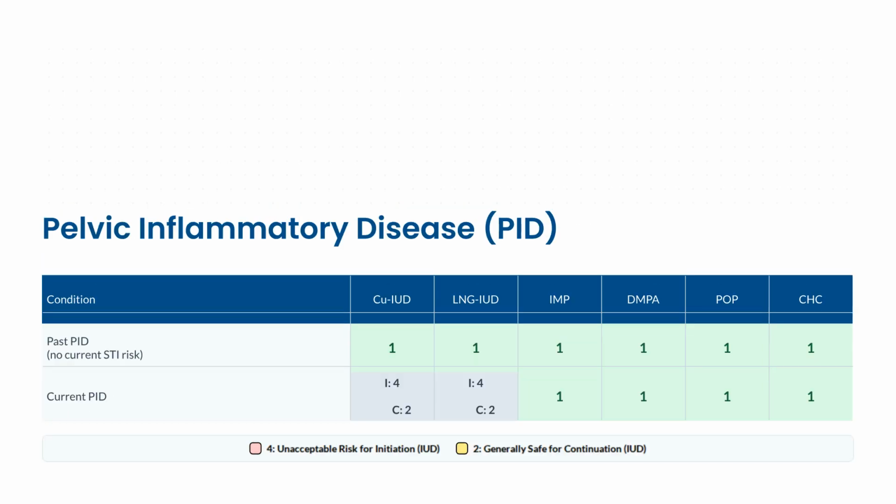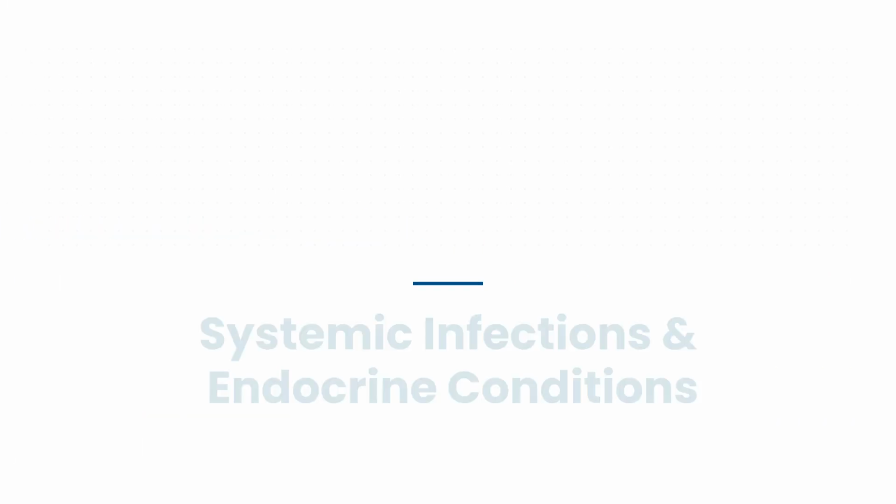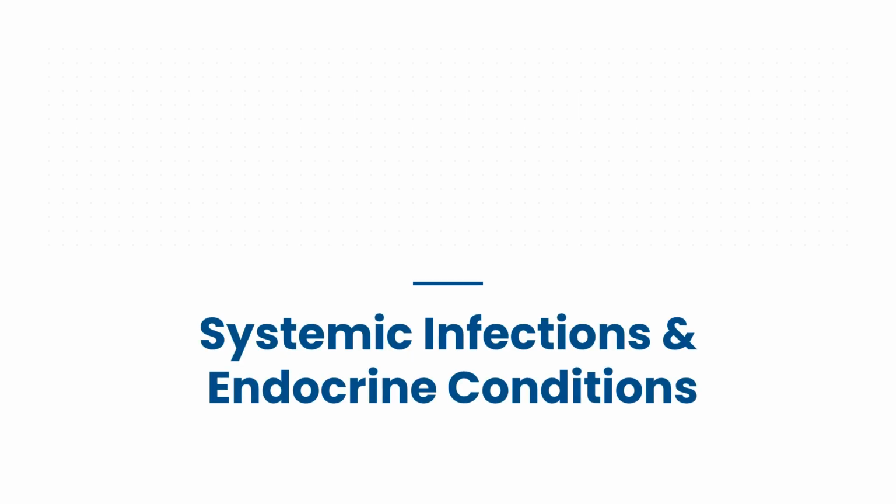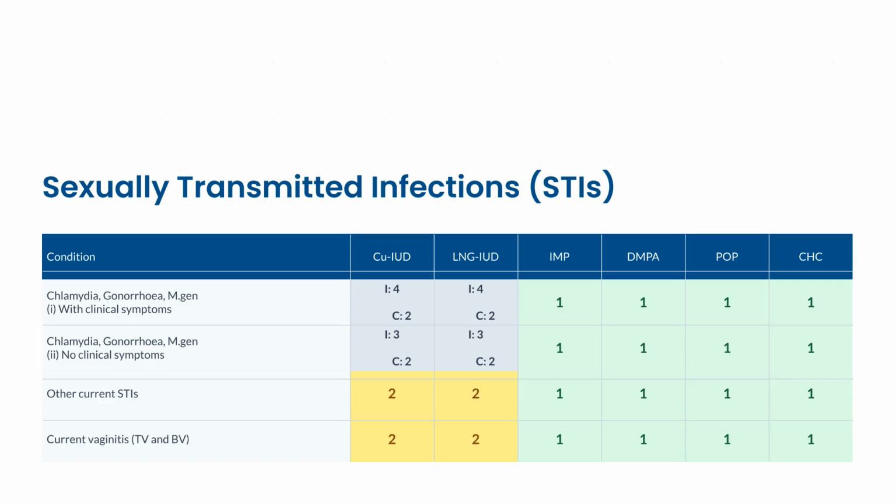When addressing pelvic inflammatory disease, the guidance clearly distinguishes between active infection and a history of the condition. We now address systemic infections and endocrine conditions, which can influence contraceptive safety and efficacy. This table covers eligibility criteria for sexually transmitted infections, a crucial area for contraceptive counseling.